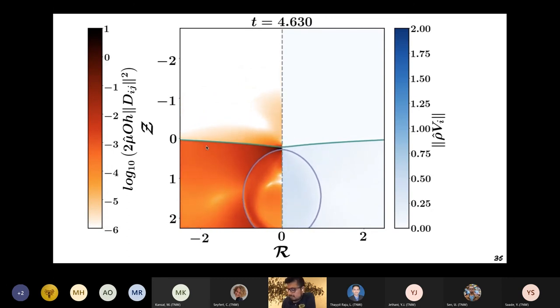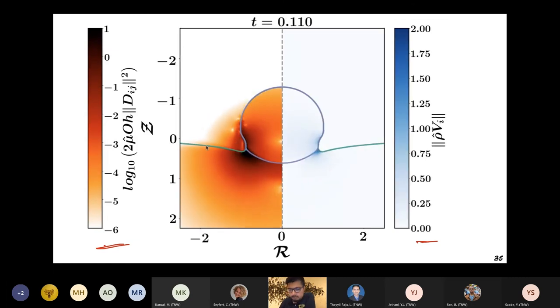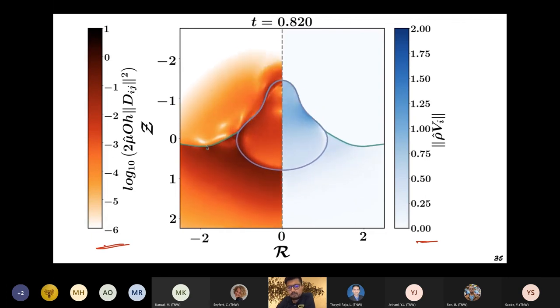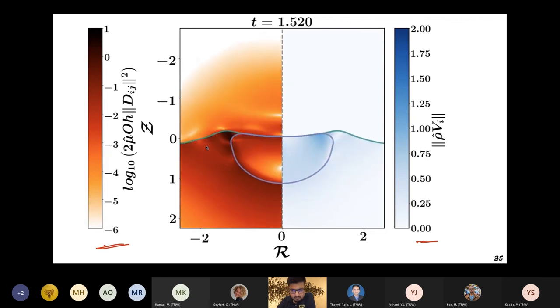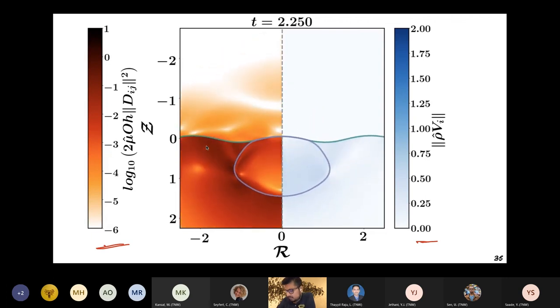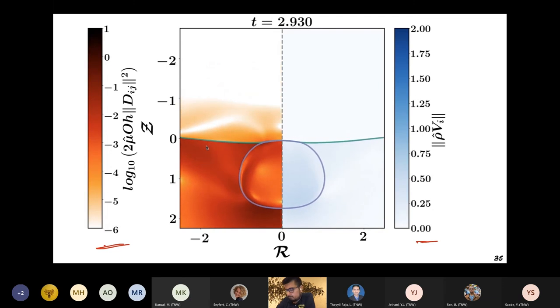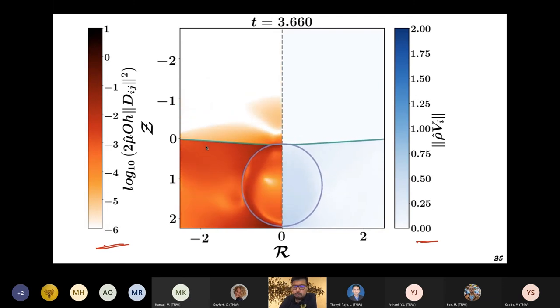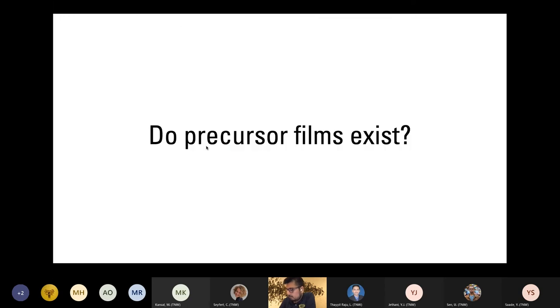Again, similar to the previous cases, on the left hand side I'm showing the log of the viscous dissipation rate, and on the right hand side I'm plotting the momentum of different phases. Let me play this video once more, so that you can see how well we are able to capture these dynamics. Again, this is still a work in progress. We are still working on putting both these things on top of each other. That still remains, but it's nice to have a more dynamic picture of this process.